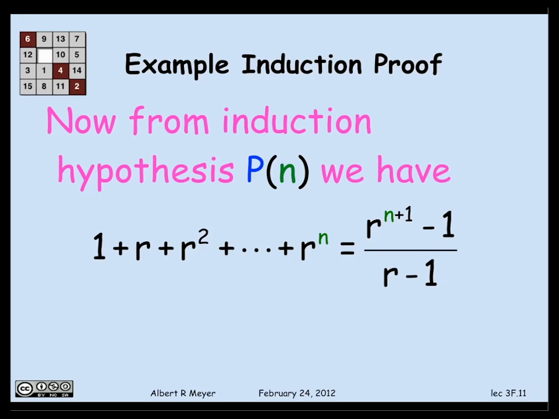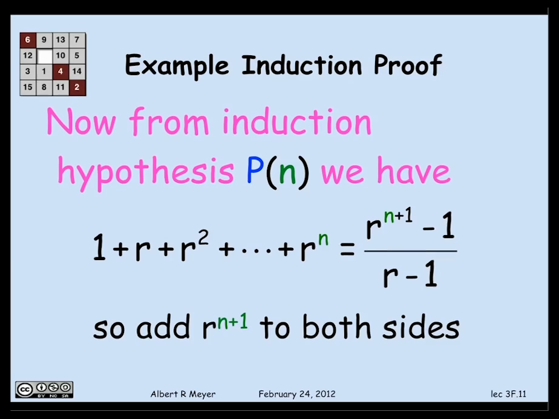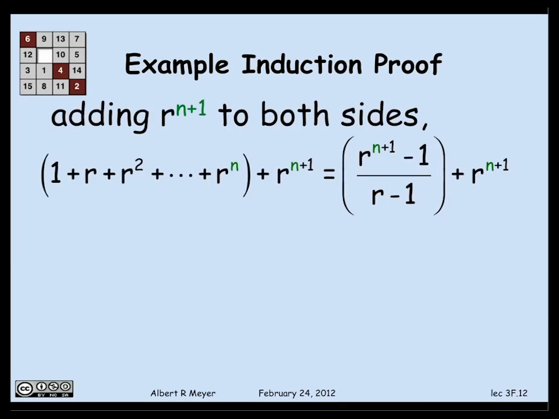Well, if you look at this, what I'm trying to prove is something about the sum that goes up to r to the n plus 1. So given this equation, I can turn the left-hand side into the sum that I'm interested in. That is the sum of powers of r up to the n plus first power of r, simply by adding r to the n plus 1 to both sides. An obvious strategic or tactical move.